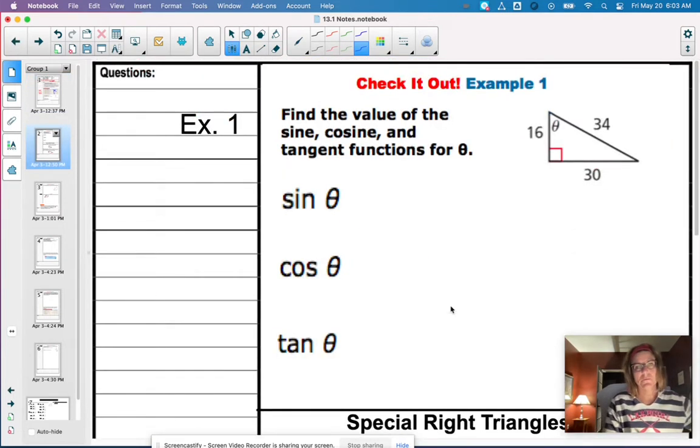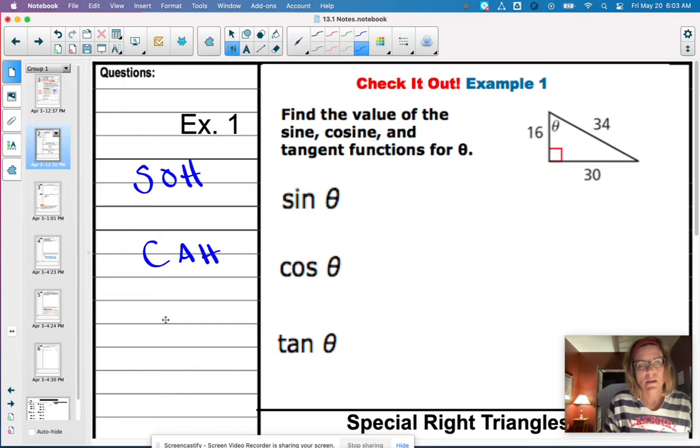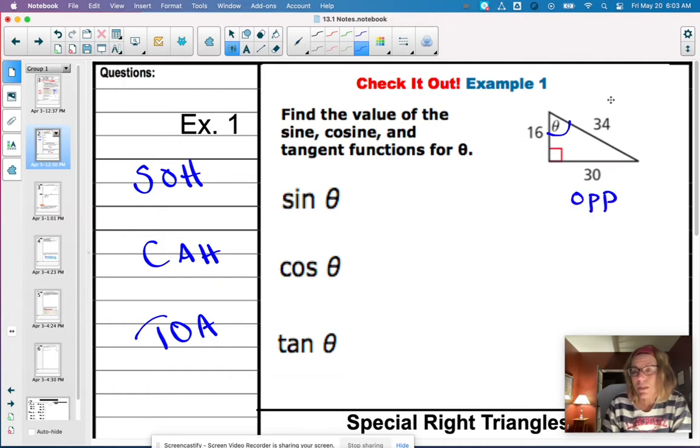Example 1. Find the value of sine, cosine, and tangent functions for theta. All right, here we go. I'm going to always do this: SOH CAH TOA. And I recommend you doing that also. I'm also going to label my sides. There's my "hey, look at me" angle. So the side opposite that is the opposite side. There's my 90-degree angle. The side opposite that is always my hypotenuse.